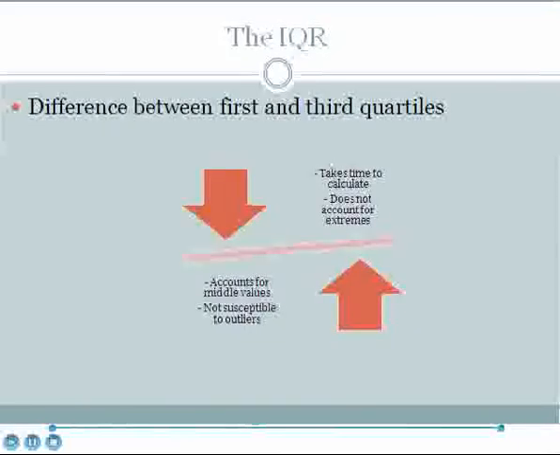The interquartile range, also known as the IQR, is the difference between the first and the third quartiles. It has positive and negative attributes. On the positive side, the IQR accounts for the middle values of the data set, and it's not susceptible to outliers. However, it takes a long time to calculate because it requires calculating 2 medians, that of the first and second halves of the data set, and it does not account for extreme values. You don't know the full gamut of the data set from the IQR.